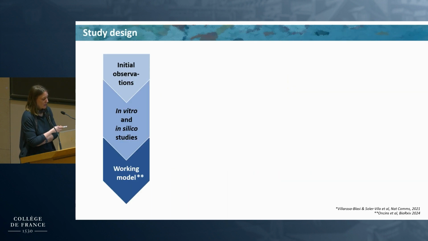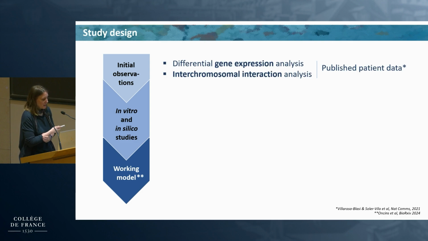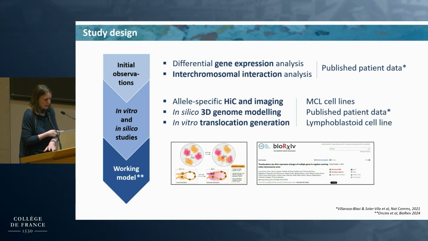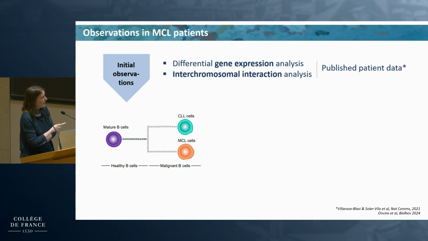So how did we try to resolve this? We first looked at initial observations from patient samples, then we did in vitro and in silico studies, and finally we built a working model. So the initial observations come from gene expression and interchromosomal interaction analysis. Then the in vitro and in silico studies from Hi-C and imaging and 3D genome modeling, and also we induced translocations in vitro in the lab. And then the working model is what I will come to in my last slides. So first, let's look at the initial observations.